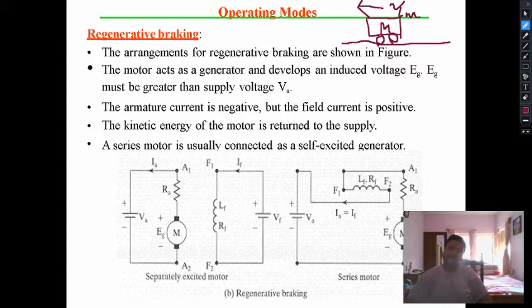That means in the first quadrant, if it was positive, so it was during motoring operation, it was in the first quadrant. Now it is in the opposite direction. Initially it was in this particular direction, but now it is negative. So your quadrant will be shifted because your sign has changed of the torque.